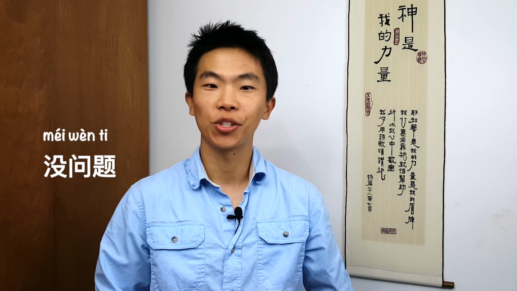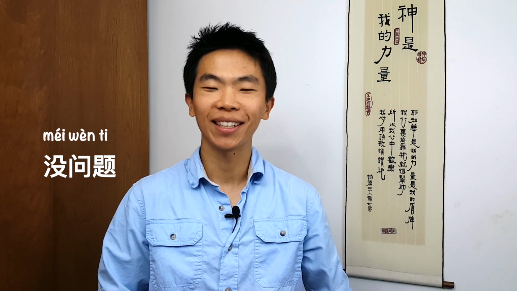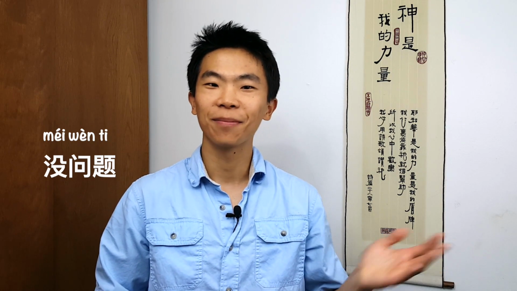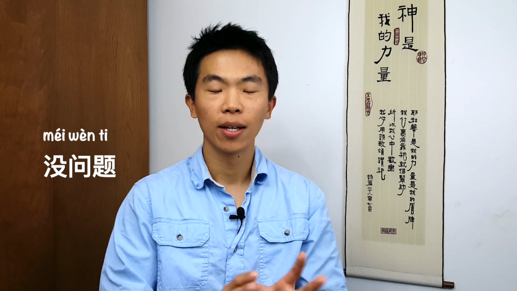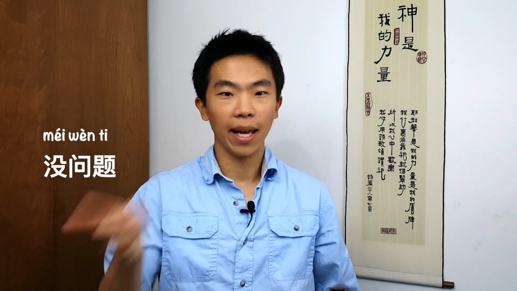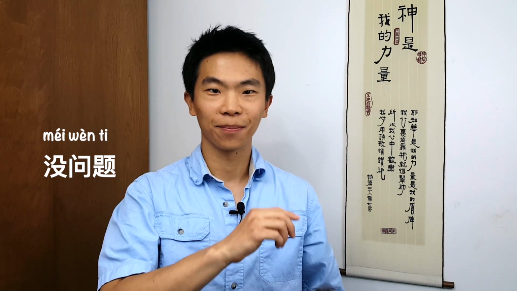And the last word is 题, spelled T-I. The T sounds just like an English T. And the I sound we talked about last week, it sounds like an English EE, so 题. But when it's in this phrase, just like the last phrase, you can say the last character with a neutral tone. So altogether it's 没问题, 没问题.